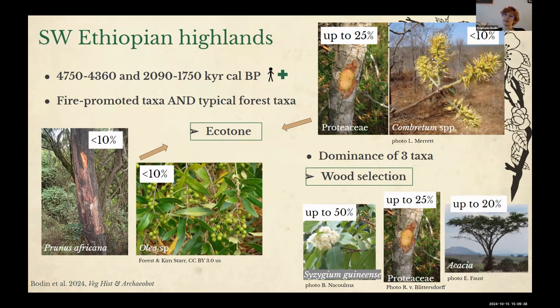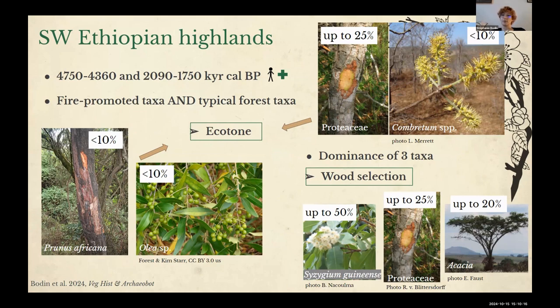And we also looked at the rare taxa, as I said before, because, for example, we had 3 different Combretum types, Combretum species. They only represented less than 10%, but the fact that we had Combretum, even in small percentages, is very important because it also indicates a savanna, because Combretum in Ethiopia doesn't grow in the forest, and they are also fire promoted. And on the other hand, we also had typical forest taxa. So we had Prunus africana, for example, and the olive tree, which grows in the forest in the highlands of Ethiopia.